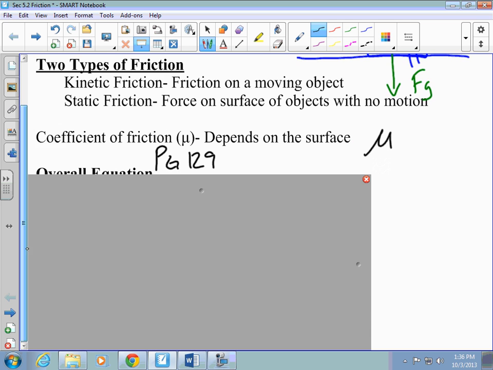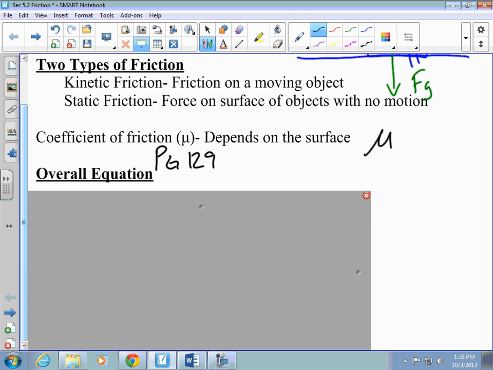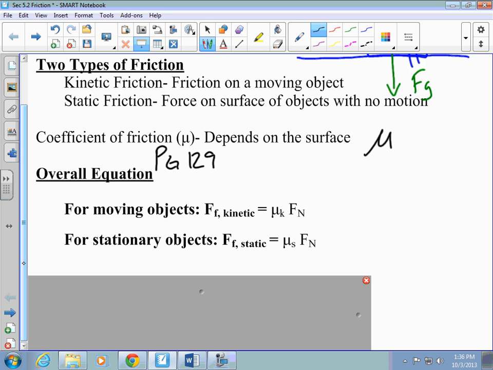Now, how do we solve for the force of friction? Well, there is an actual equation, and it's essentially the same equation. For moving objects, it's the force of kinetic friction, which is the coefficient of kinetic friction multiplied by the normal force. And remember, as we just got done summarizing, the normal force is equal to the force of gravity. So really, you could summarize that the normal force is equal to mass times gravity.